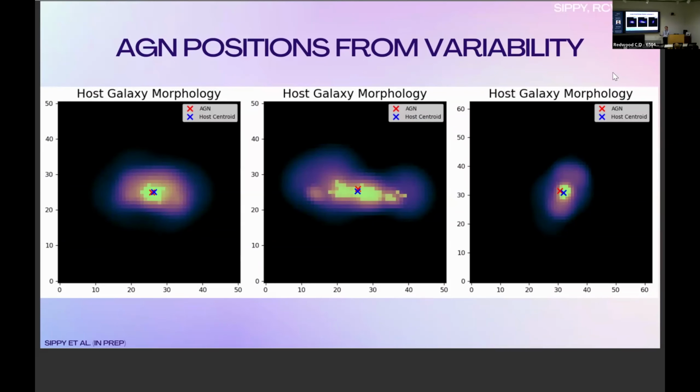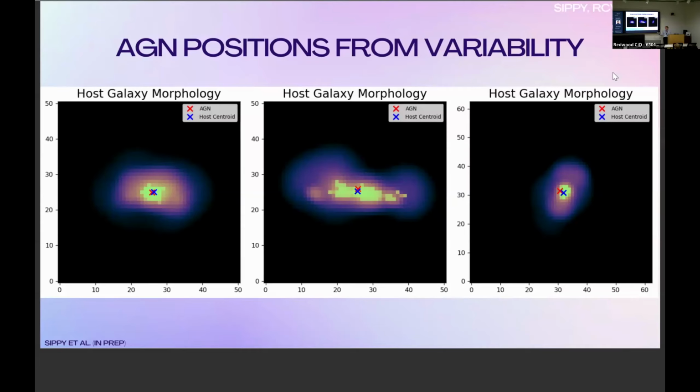So the centroid is just a weighted average of the brightness of the whole thing. You can see they're in the place where you would think they should be. So that's nice. And then we get AGN positions as well, and you can see they're pretty close to the middles of the galaxy.